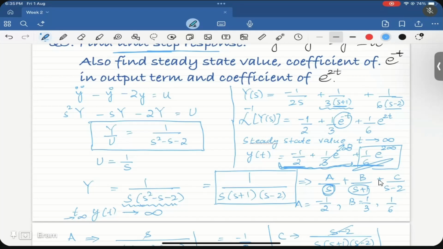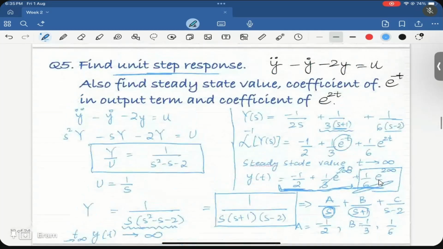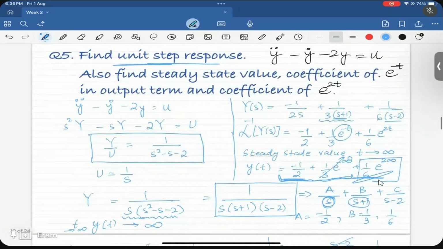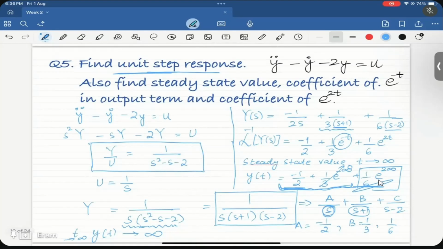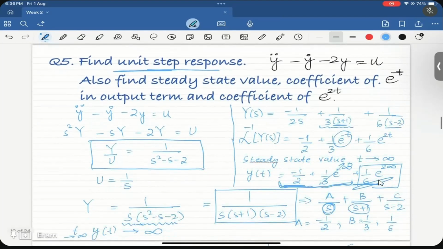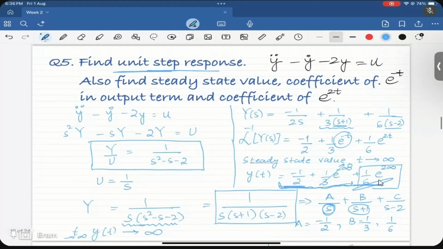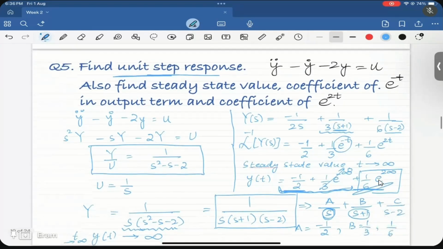And what is the coefficient of e to the power minus t? 1 by 3. And what about the coefficient of e to the power 2t? 1 by 6. Yes. Okay. So please check it carefully while calculating the steady state value or the response of the system. These plus minus signs sometimes play a major role.